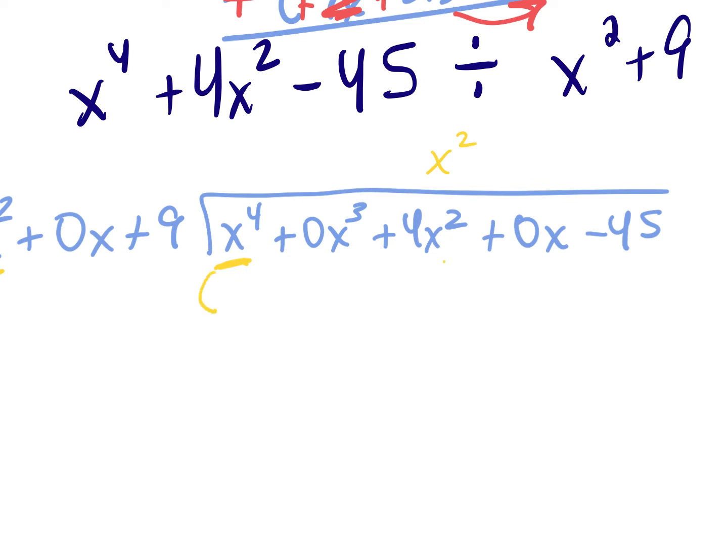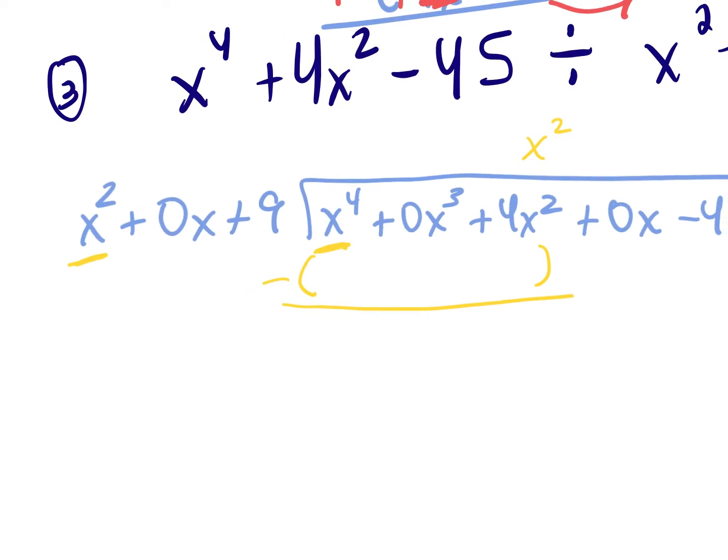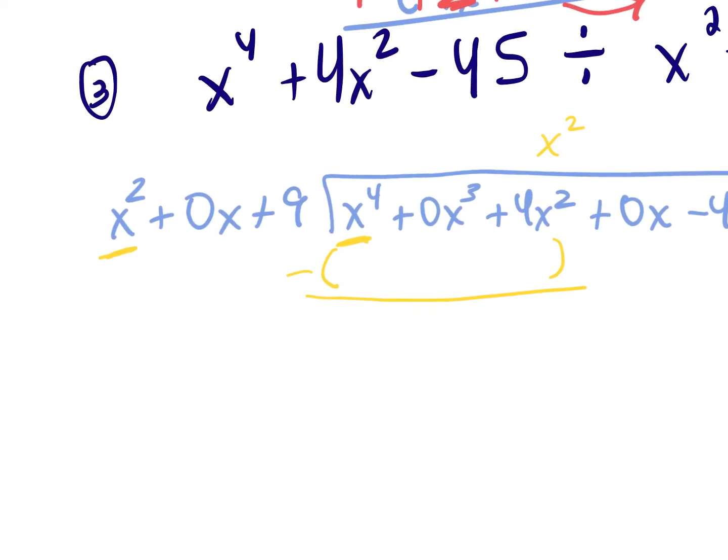And before I do my multiplication, I'm going to get my subtraction all set up. So x squared times x squared is x to the 4th. What's x squared times 0x? So it's just 0, right? There's nothing there. And then what's x squared times 9? Plus 9x squared. Everybody with me?